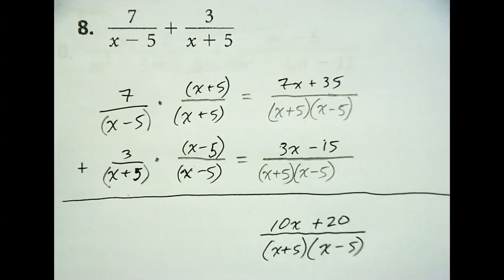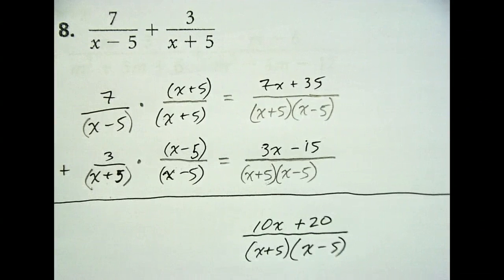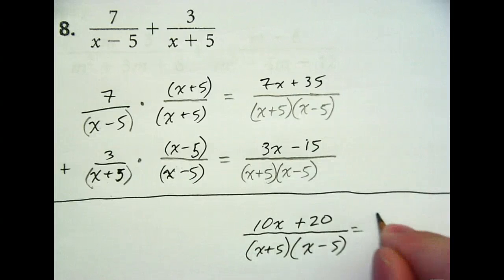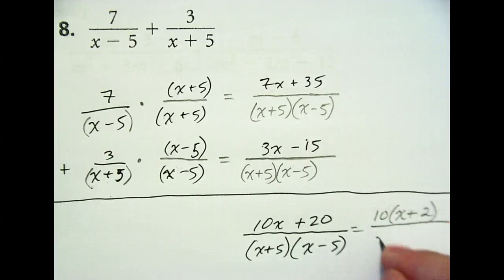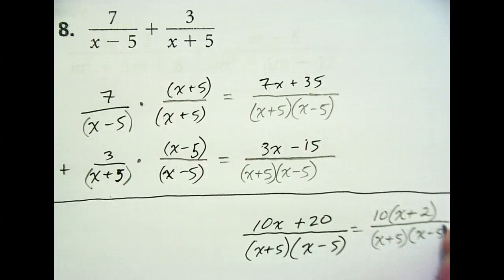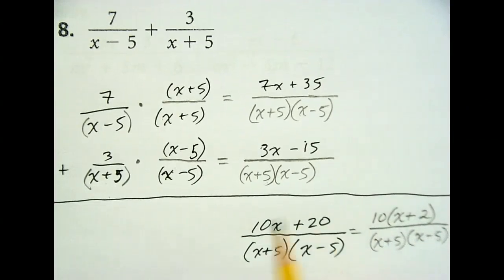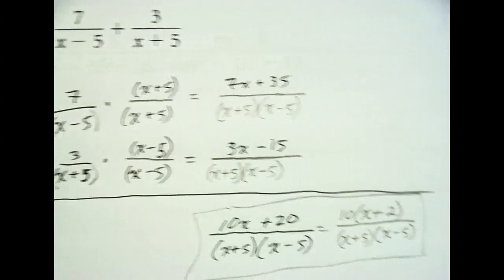Yes, sir. I will tell you we have one more step. You have to factor the top. What comes out of the top? 10. 10 times what? x plus 2. When I factor that top and I look at the bottom, sometimes something might cancel. Does that happen here? No. Nothing cancels. So either of these answers would actually work. But we've got to check it.